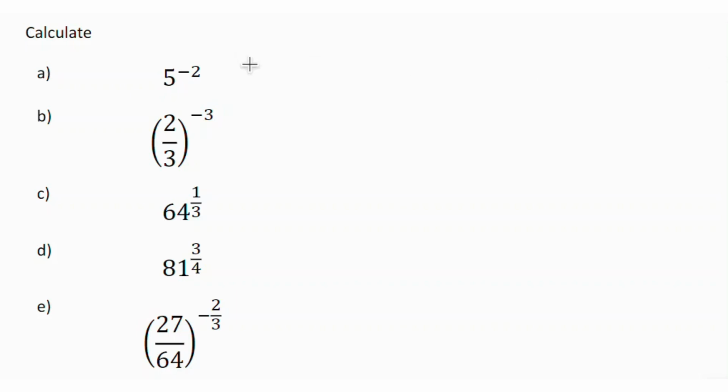So to answer these questions, we need to use what we know about the laws of indices. 5 to the power of negative 2. Remember, negative powers mean we take the reciprocal. So this is the same as 1 over 5 squared. So the answer is 1 over 25.